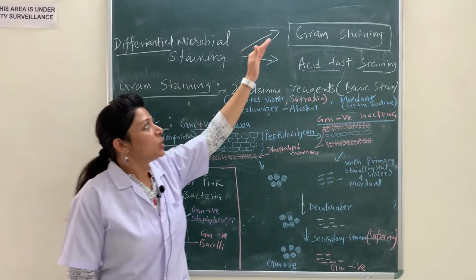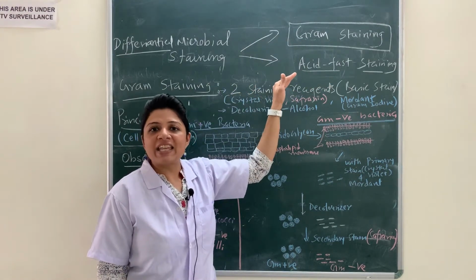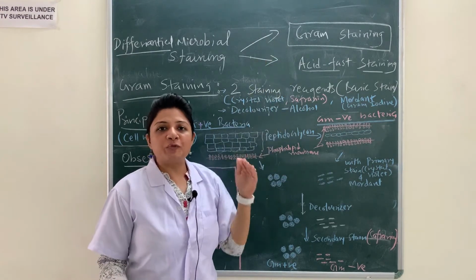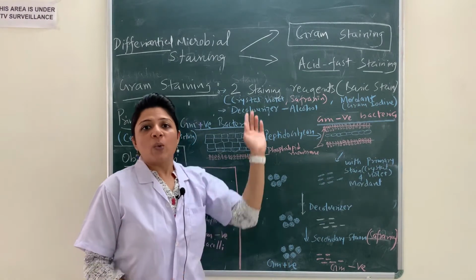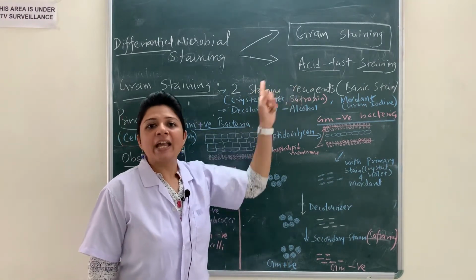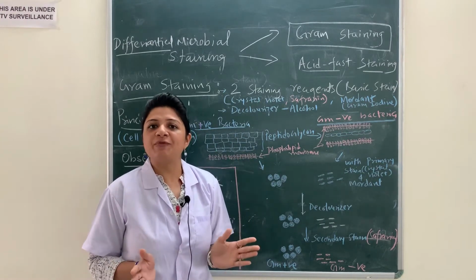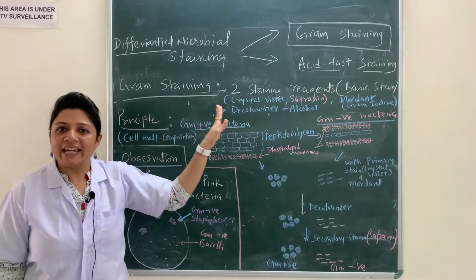There are two techniques in your syllabus, that is the gram staining technique and the acid-fast staining technique. The gram staining technique helps you differentiate between gram positive and gram negative bacteria, whereas acid-fast staining helps you differentiate between acid-fast and non-acid-fast bacteria. So, let us begin with the gram staining technique.